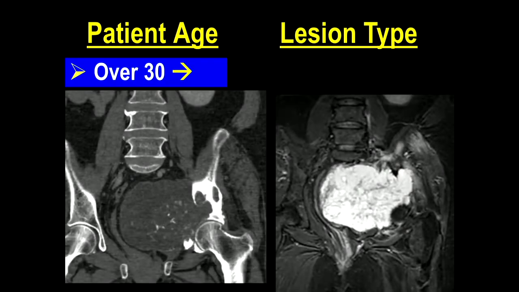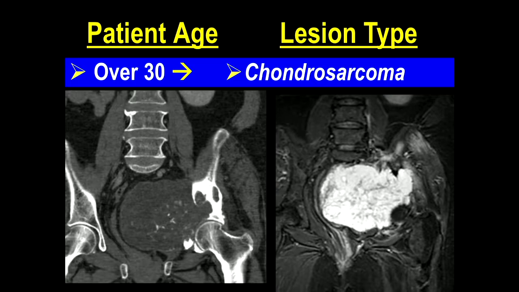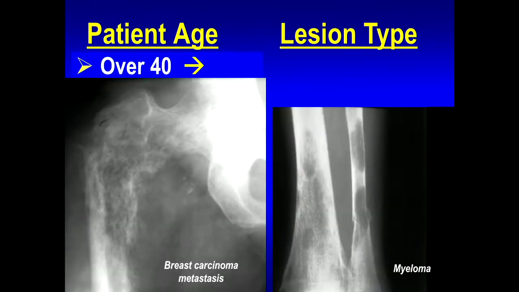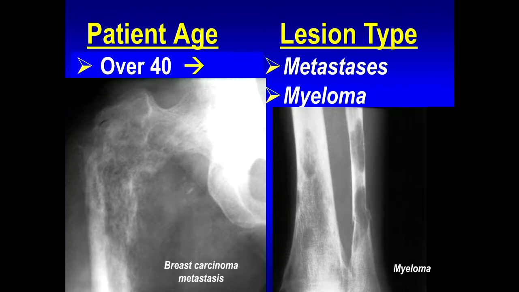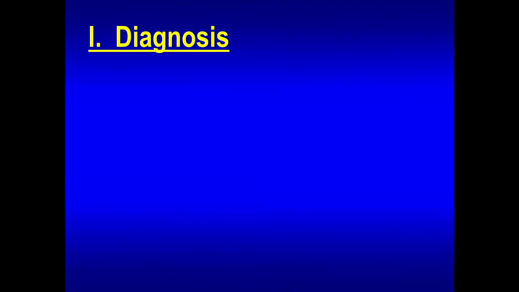Over the age of 30, some of the other lesions that need to be considered include chondrosarcoma, shown here both on CT with the chondroid matrix and on MR with the way chondroid matrix looks on a T2 weighted image with that lobulated T2 hyperintensity. Over the age of 40, the most common lesions by far are going to be metastases and myeloma.